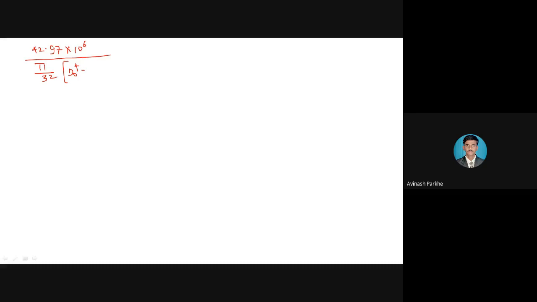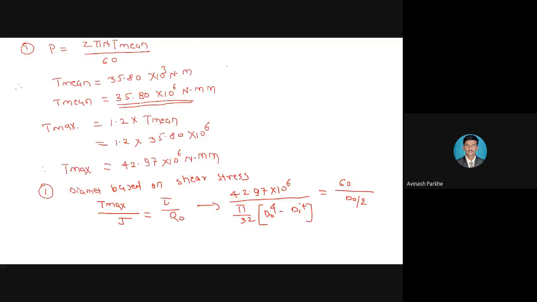DI is equal to 0.375 DO, in bracket, 0.375 into DO, bracket raised to 4, and then the square bracket complete is equal to 60 into 2, that denominator, 60 into 2 divided by DO. 60 into 2 means DO divided by 2. This 2 is present at the denominator side. If I take it to the numerator, it becomes multiply.